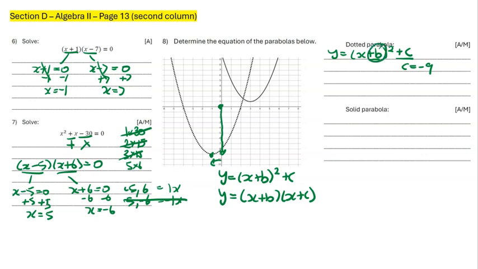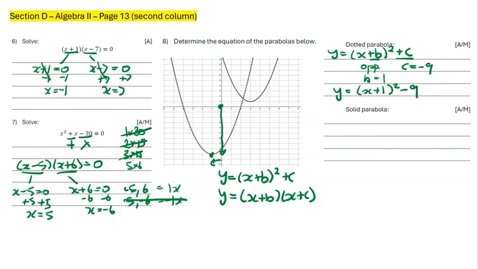So that means B value, just a reminder, your B values are always your opposites. Because it's gone to negative 1, that means B is going to be positive 1. So that means your final answer, y will be equal to (x plus 1) squared minus 9. I can now do the same for my solid parabola, so that's the smaller one up the top there.